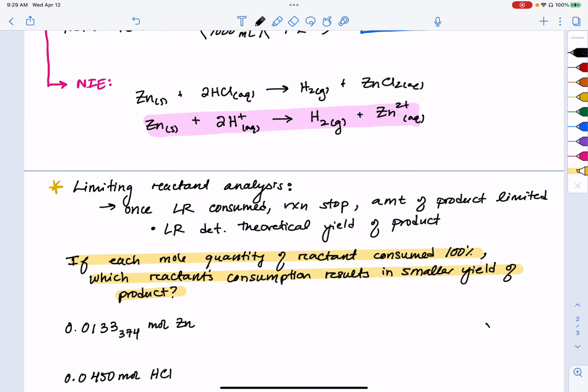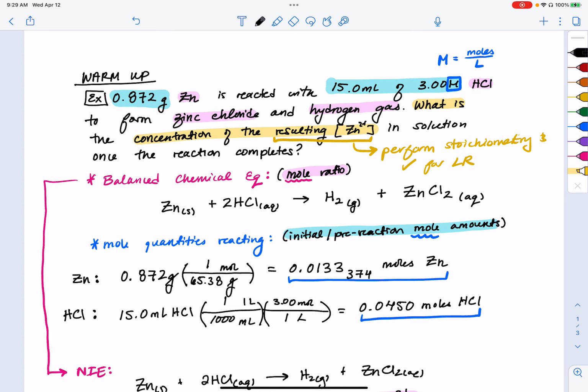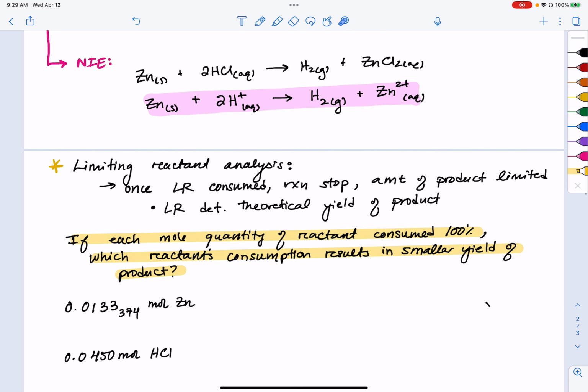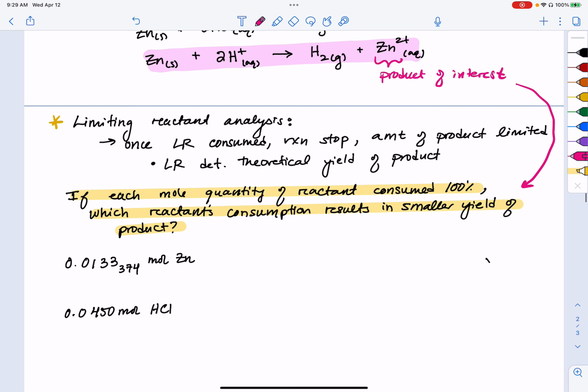And let's go back up to what the problem is asking. Remember, I did change this a little bit. We want to know about the resulting concentration of zinc ion in solution. So the product of interest, looking at our net ionic equation, is the zinc. So this is the product of interest, meaning this is what we are going to be looking at in our limiting reactant analysis, meaning this is the amount of product we're trying to figure out becomes limited.